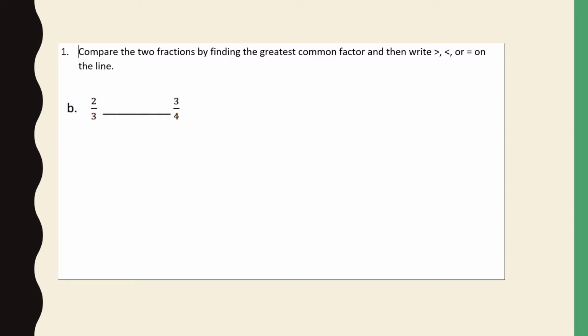Let's cube the directions. Compare the two fractions by finding the greatest common factor and then writing greater than, less than, or equal to on the line. To find our action words, we're going to compare and then write. Let's go back to see what we're comparing. Two fractions by finding the greatest common factor. And we'll be writing greater than, less than, or equal to. So we have to find the greatest common factor, and how we're going to do that is by writing out our multiples of each denominator.